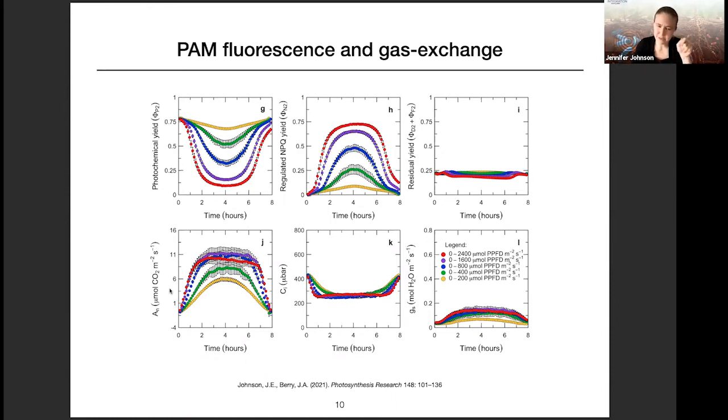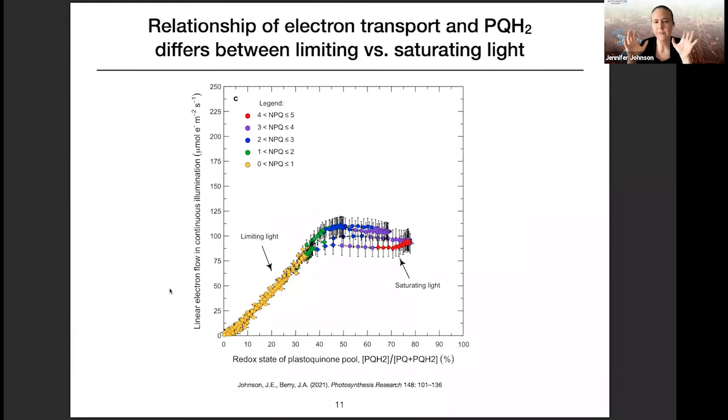And what I want to do today is to give you a different way of looking at how these discrete parts of the photosynthetic system are interacting with one another. It's a different perspective on the control of photosynthesis.